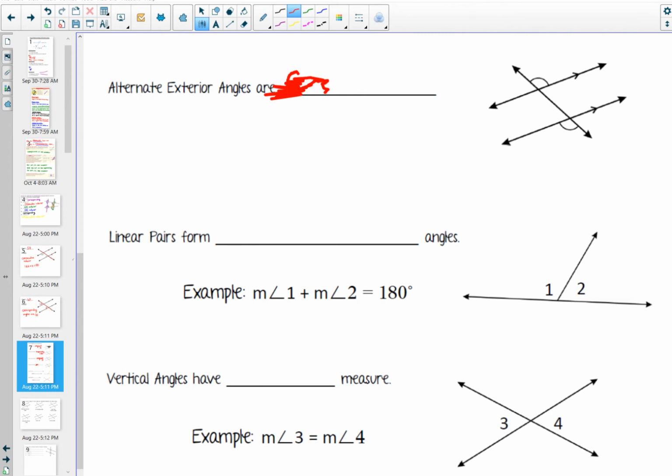Okay, linear pairs. We had those yesterday. What about linear pairs? What are they going to add up to equal? 180. And if something adds to equal 180, what's that vocabulary word that we say? Supplementary. So linear pairs form supplementary angles. Okay, they're straight angles. They're supplementary.